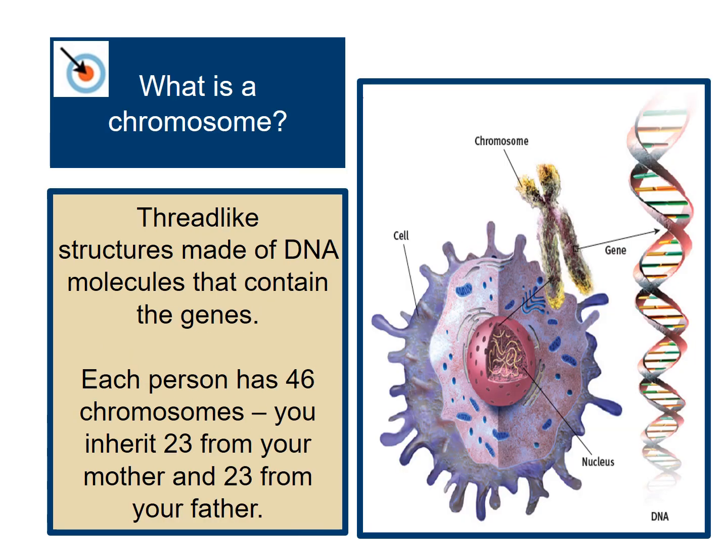So we're going to get into a little bit of detail before we go deeper, and we need to know some specifics. What's a chromosome? Well, this is review from 7th grade science, a little bit of 8th grade, and those of you who are in biology or who have taken biology will know a chromosome is a thread-like structure made of DNA molecules that contain the genes. So each person has 46 chromosomes. You inherit 23 from your mother and 23 from your father.